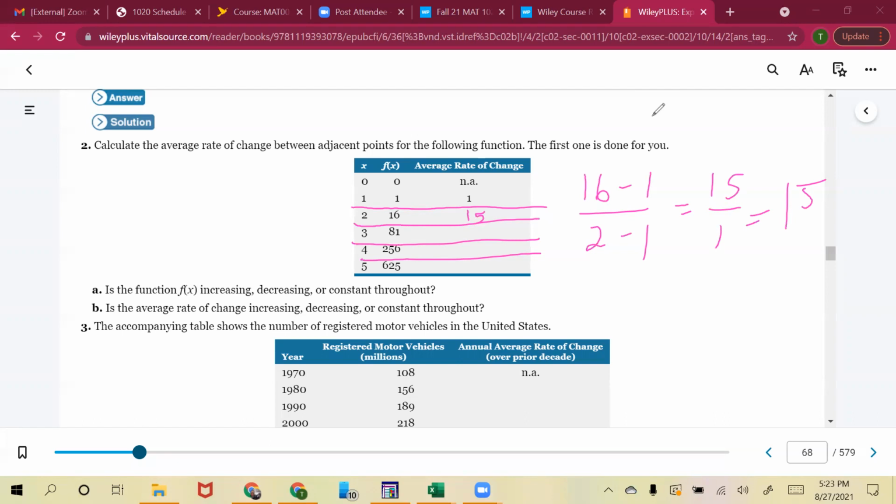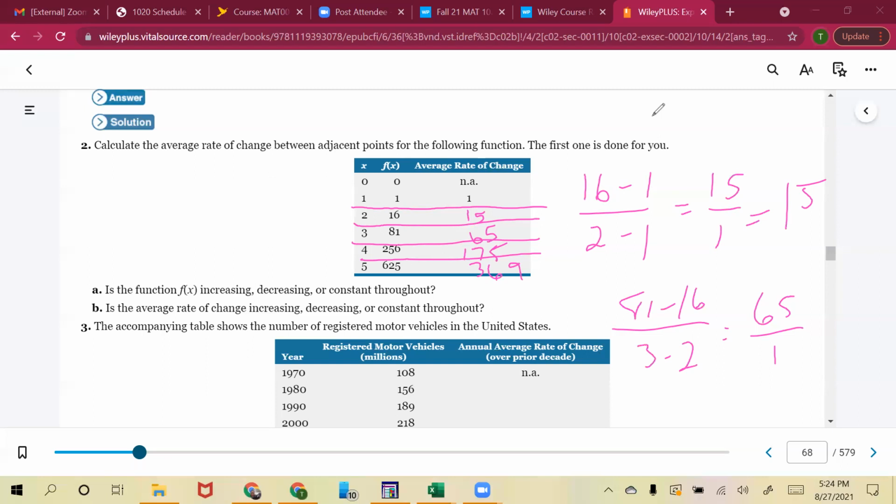And then we can do it again. I can do 81 minus 16 over 3 minus 2. So 81 minus 16 is going to be 65 over 1. So we get 65. If you do the next one, 256 minus 81 and divide that by 4 minus 3, you're going to get 175 because I'm out of room. And if you do it one more time, 625 minus 256, and then 5 minus 4, you're going to get 369. Okay, so that's the first calculations done here.